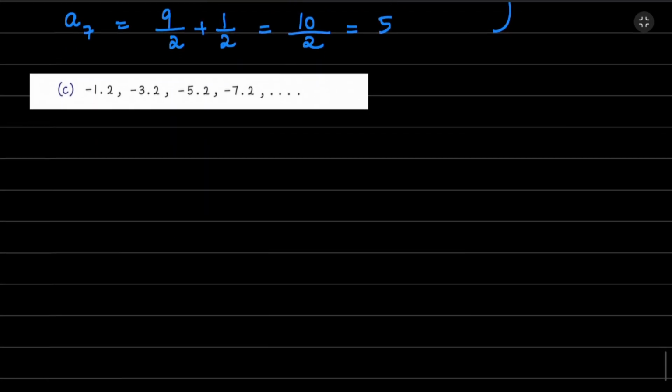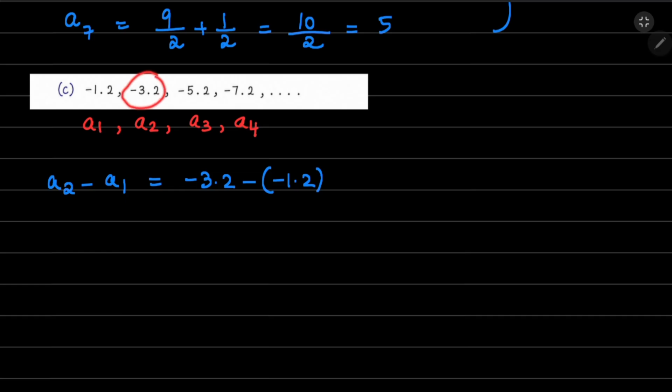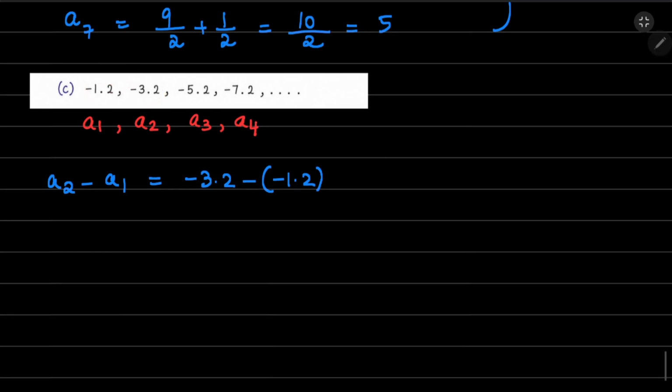Minus 1 by 2, minus... so this is your A1, A2, A3 and A4. 4 terms are given. Let's calculate the common difference. So A2 minus A1. A2 is minus 3.2 minus of minus 1.2. Be careful. This is the second term minus the first term. Okay, so which will be equal to minus 3.2 plus 1.2. Minus into minus is plus. So what is 3.2 minus 1.2? It is just 2. So minus 2, because you have to put a negative sign for the bigger number, right?